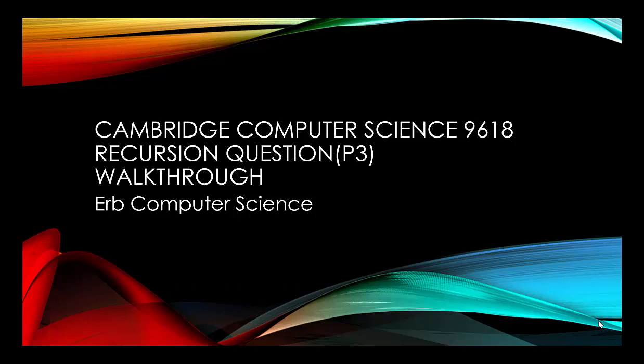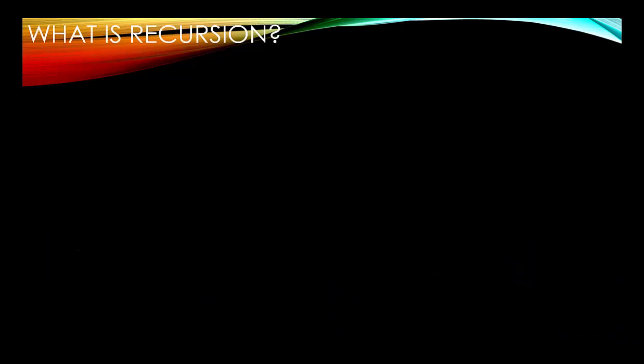In this video for Cambridge Computer Science 9618, we're going to take a look at a recursion question that could show up on your paper 3 exam. Remember, your paper 4 exam is 100% programming, so if recursion shows up, it could be a programming question, or it could show up on your paper 3, and this walks through a paper 3 recursion question.